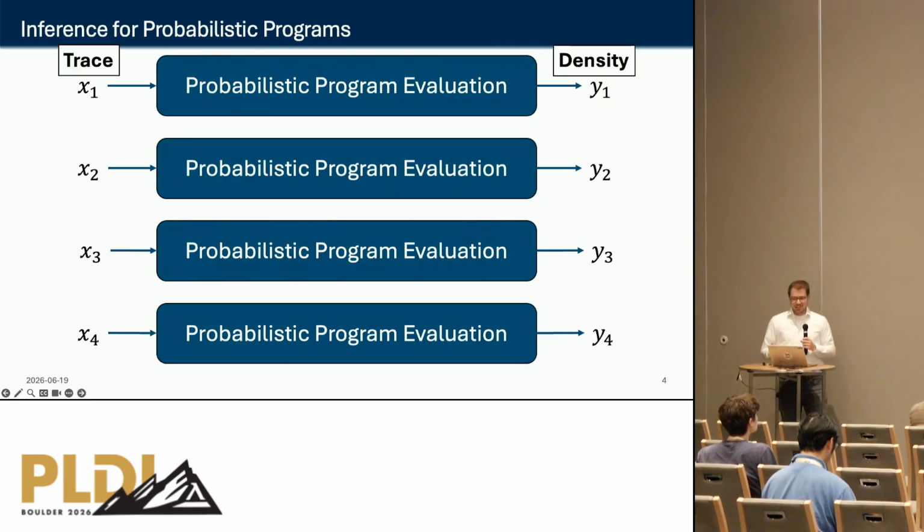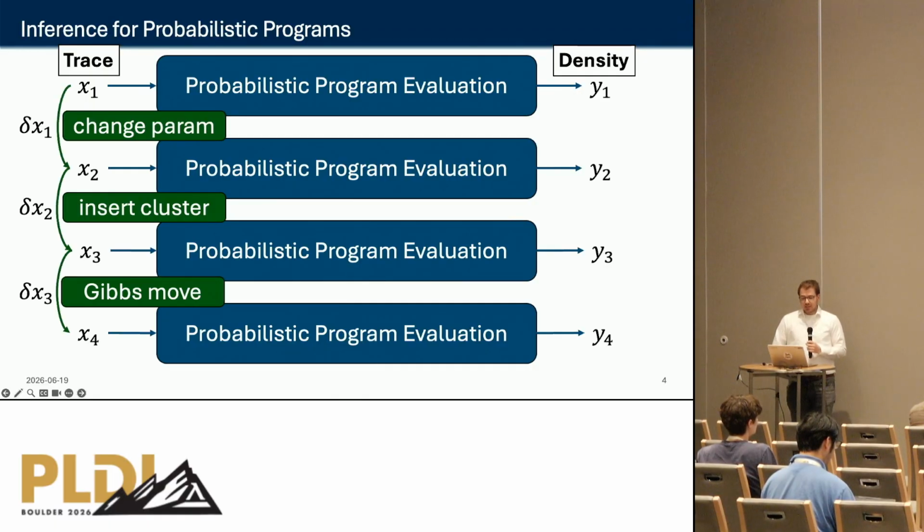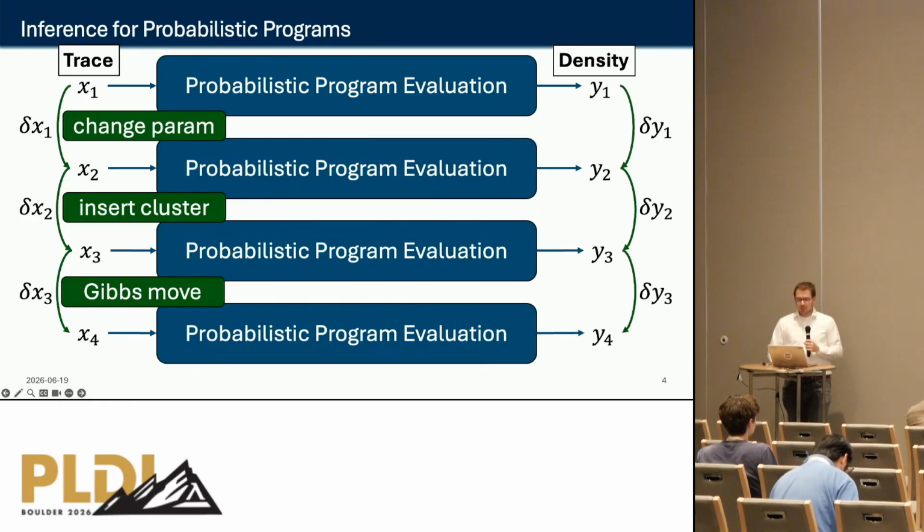And what's more relevant to the session is that the same pattern shows up when inferring the distribution of a probabilistic program. The inputs are program traces, and the expensive function is the density evaluation according to the probabilistic program. Inference algorithms like Markov chain Monte Carlo make small changes to the trace, such as changing a parameter, inserting a cluster, making a Gibbs move, etc. By the way, if you don't know these concepts, I'll explain them in a minute. But here as well, we want to compute the new density values incrementally.